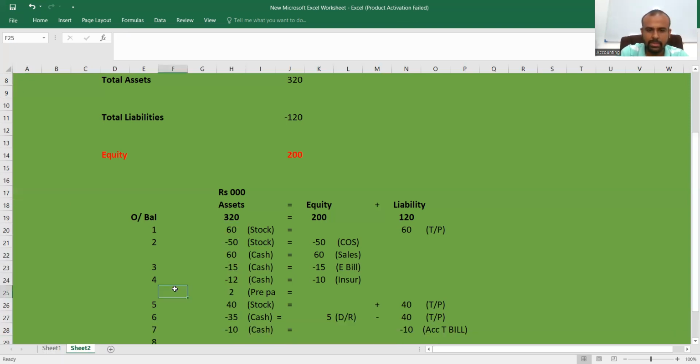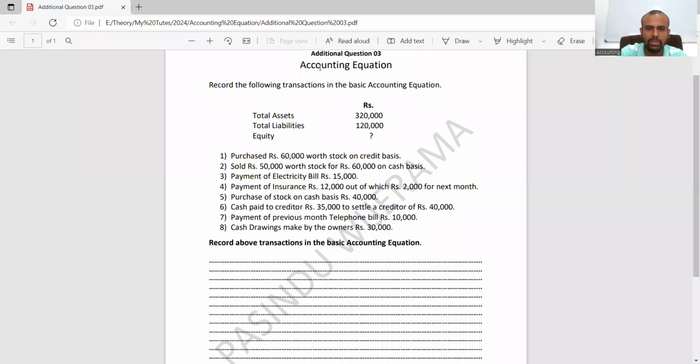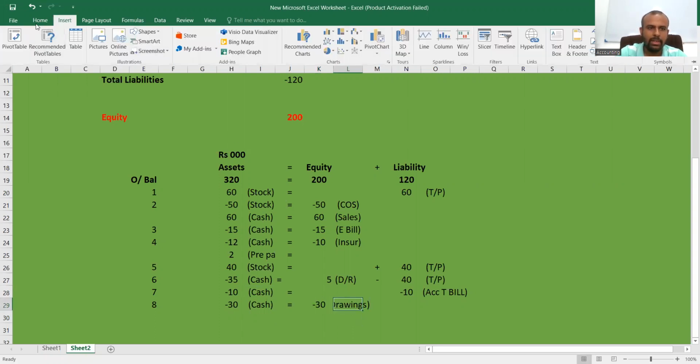Clear? Right. What is the last one? Cash drawings made by the owner, rupees 30,000. Your cash balance decreases by 30,000. On the other side, drawings reduce owner's equity, that is 30,000. Right, okay. This is all about this particular question.